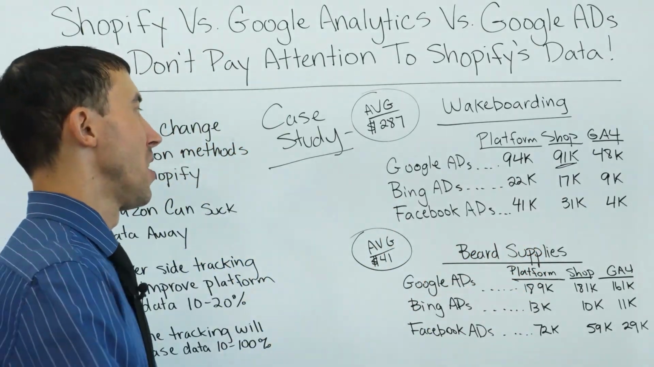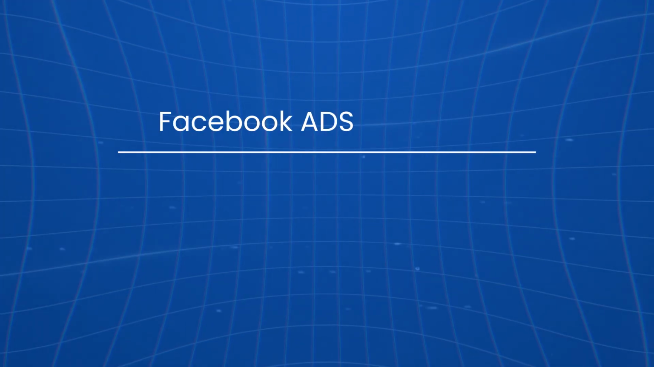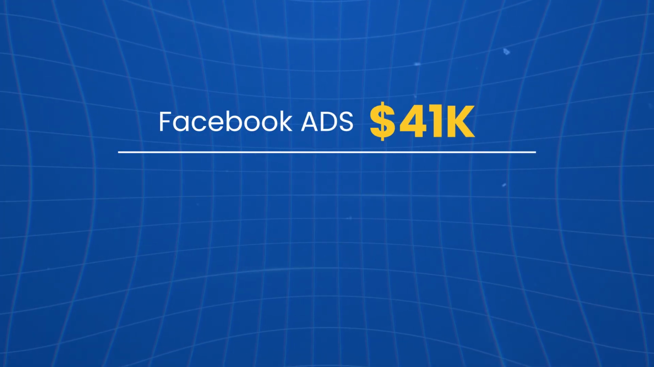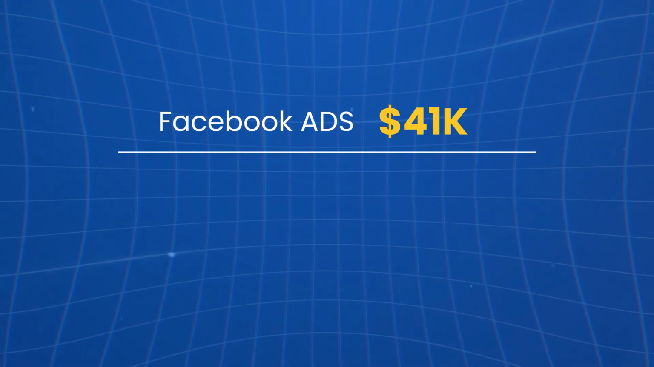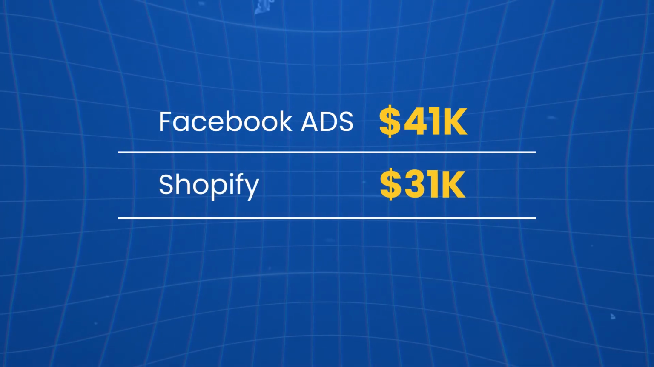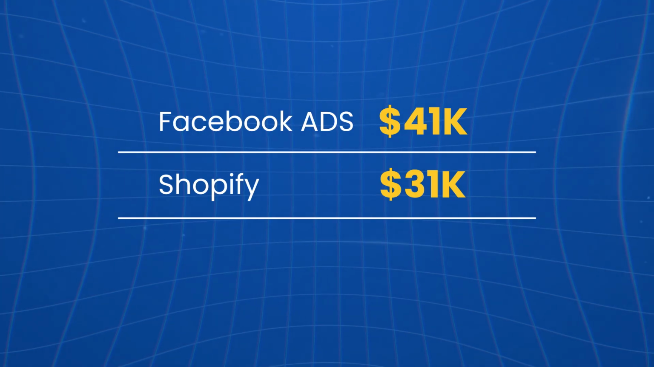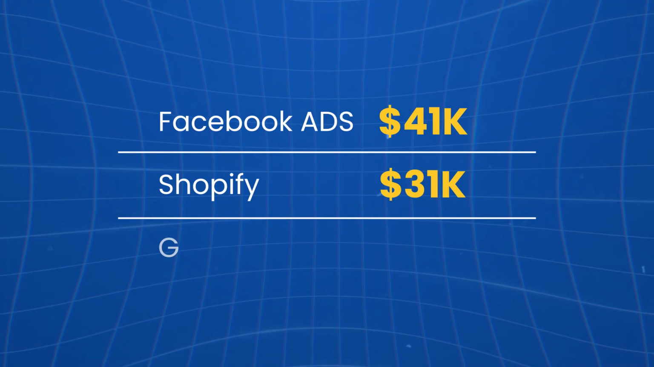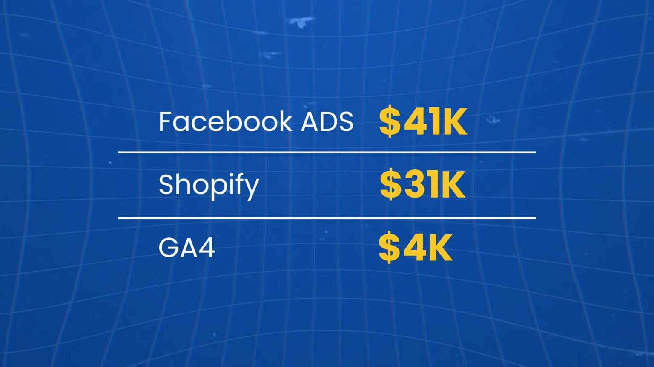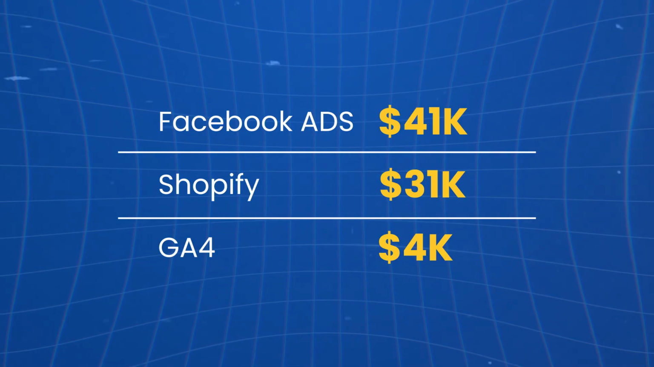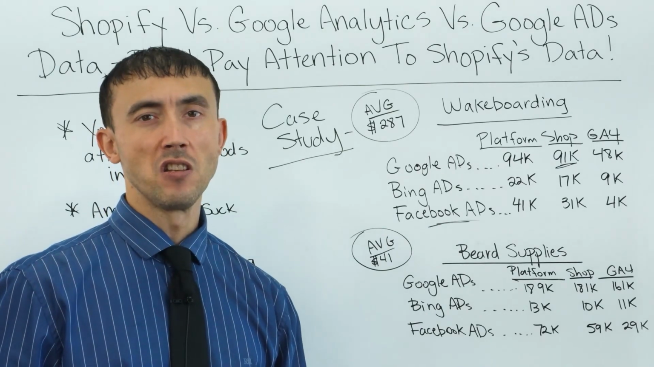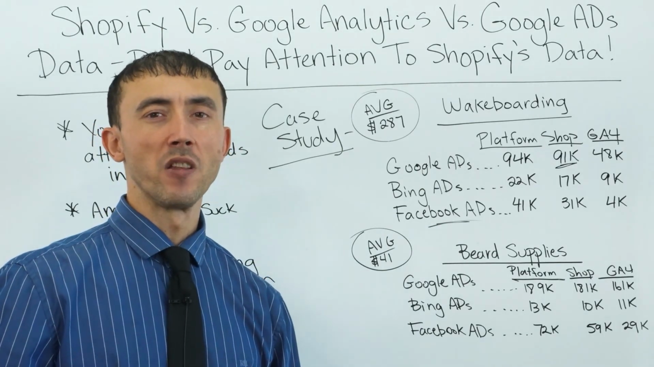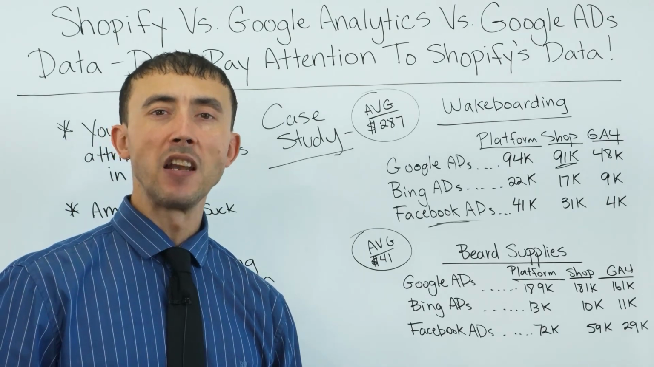And then, of course, for Facebook ads, same wakeboarding supplies company, we had 41K a month in sales showing on Facebook ads, whereas in Shopify it showed 31K, so it undercounted even more. And GA4 was showing only 4K in sales from our Facebook ads. Because with Facebook, unlike search engines, people are clicking on that ad and they're not willing to buy right away because they weren't ready to buy.